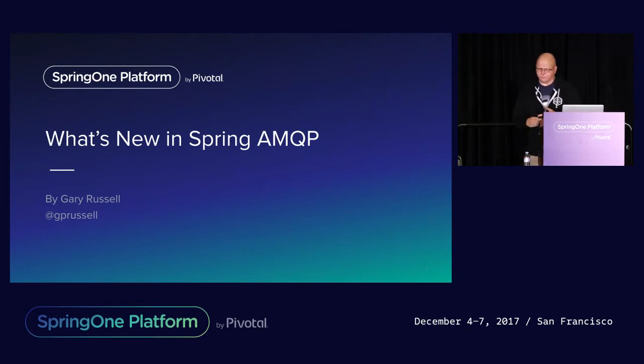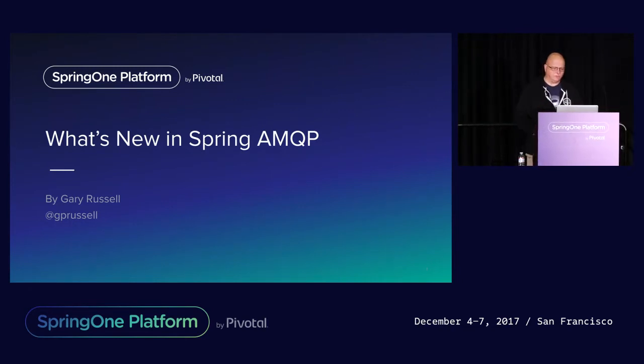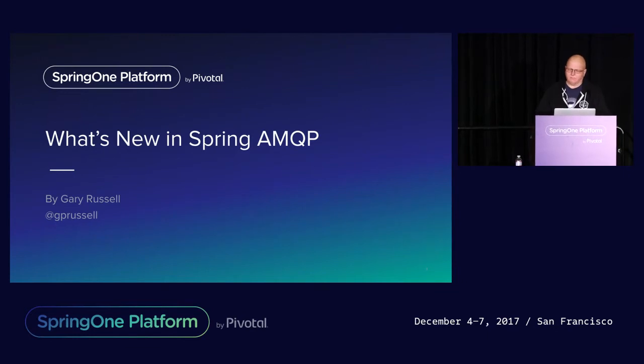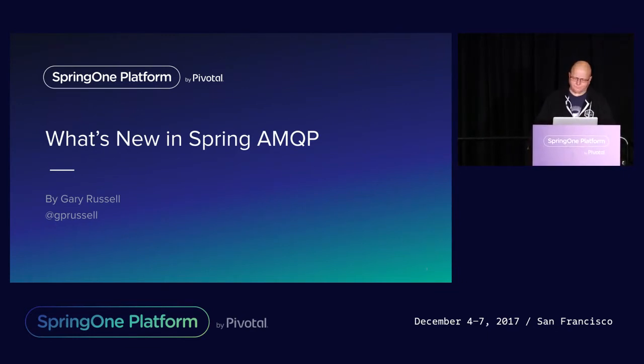The news is, though, that we're getting more and more interest in AMQP 1.0, so there may be something happening next year in terms of general 1.0 support, and we've got several vendors that are interested in collaborating with us on doing that. But this talk is purely about Spring for RabbitMQ, essentially.